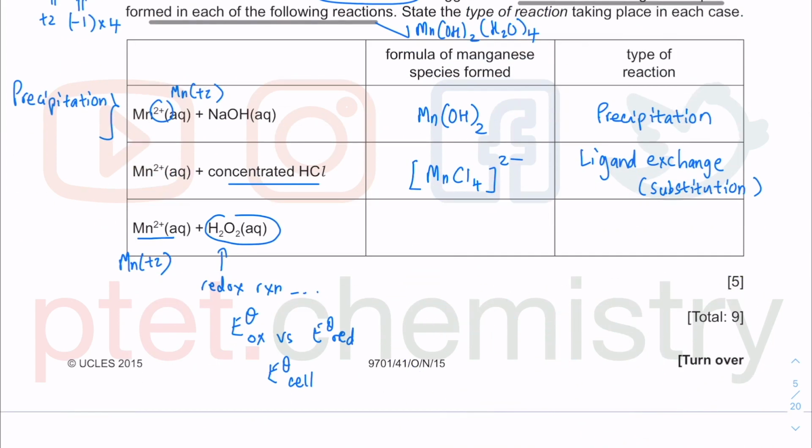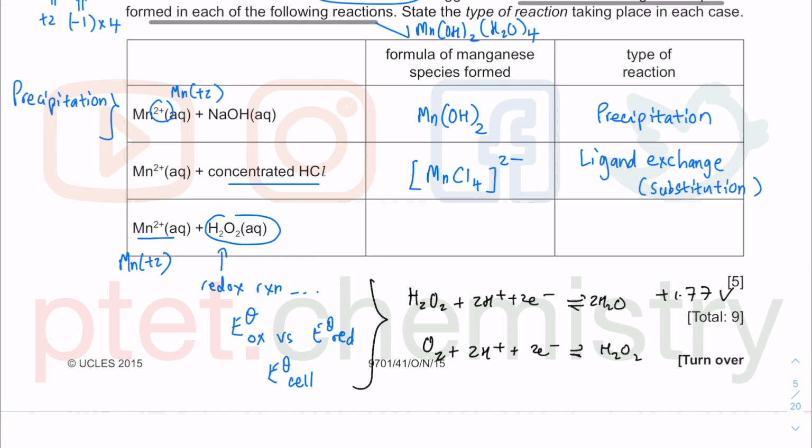So let's have a look at some of these redox reactions. If I have H2O2 plus 2H+ plus 2 electrons going to 2H2O, this is plus 1.77 volt. And then I have one where the H2O2 is on the right hand side: O2 plus 2H+ plus 2 electrons, and again I get H2O2 on the right hand side. This one is plus 0.68 volt. If you look at something that involves Mn2+ in the equations, you're looking for Mn2+ on the right as well as on the left.